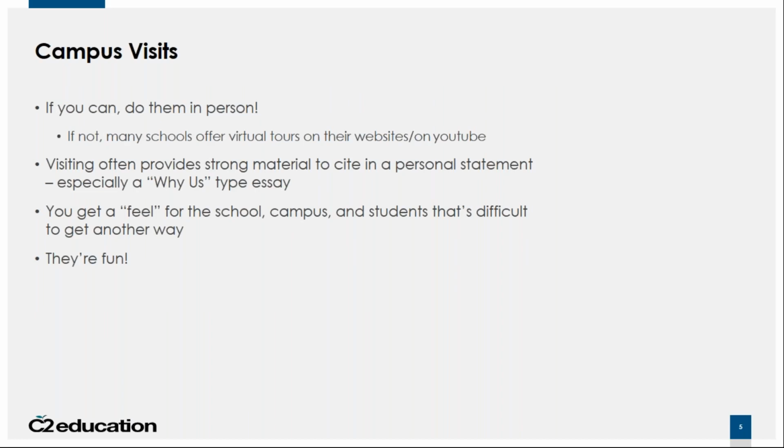If you can, do them in person. If not, there are a lot of schools that do offer virtual tours on their website, or there's a video on YouTube where you have someone guiding you around the campus. Now, granted, a lot of the virtual tours, a lot of the video ones, show the campus and the school at its most perfect state. That's why I'd always recommend doing a campus visit in person.